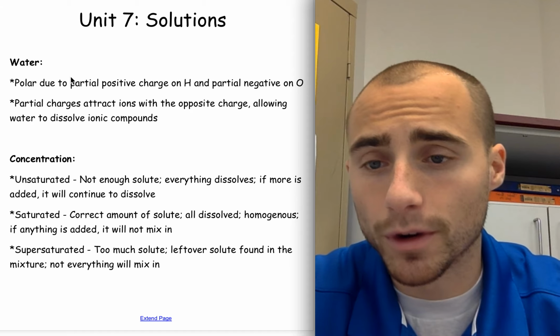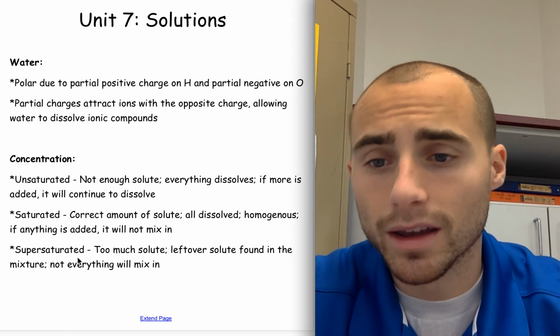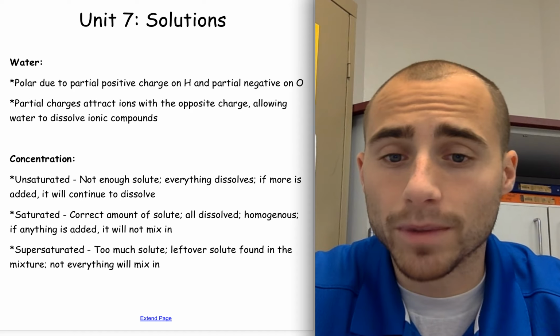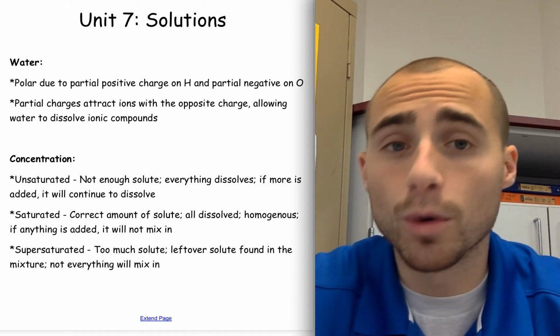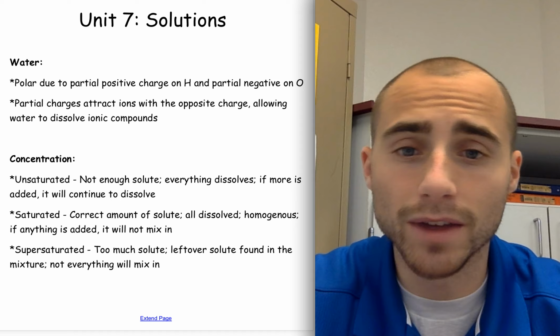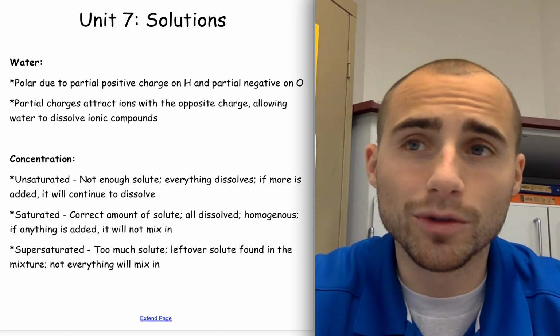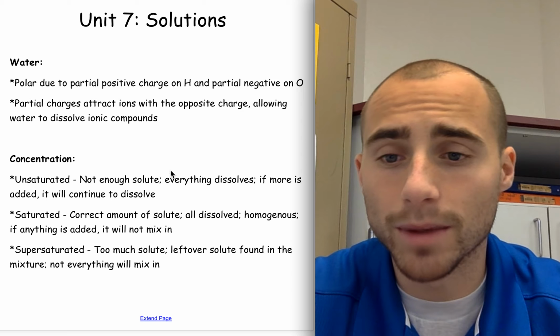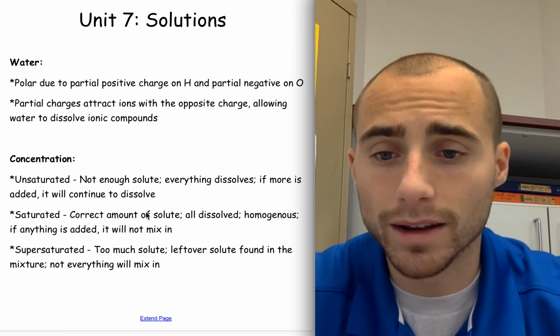Concentration, a lot referring to water with solvents and solutions. An unsaturated solution, that's when there's not enough solute. So everything is going to be dissolved, but if more is added, it will continue to dissolve because it doesn't have enough yet. So if you had an unsaturated solution of sugar and water and you put in more sugar, that sugar would continue to dissolve.